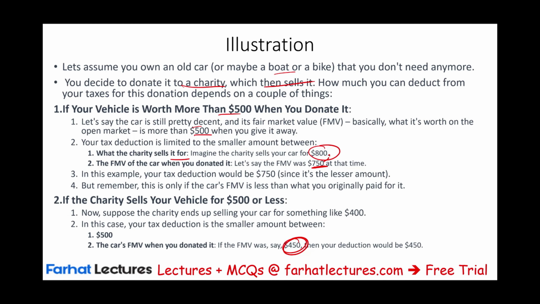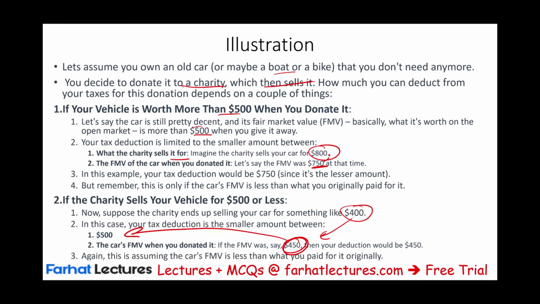So simply put, they sold it for $400, but when you gave it to them, it was worth $450. Since it's less than $500, I don't know, they waited too long. For some reason, they could not get $450, but when you gave it to them, it was worth $450. You can get the $450. But your deduction cannot be more than how much? $500. Again, we're assuming here you're selling an asset that is at a loss.